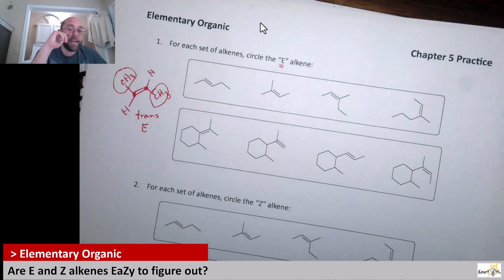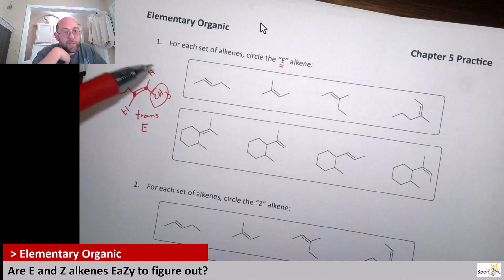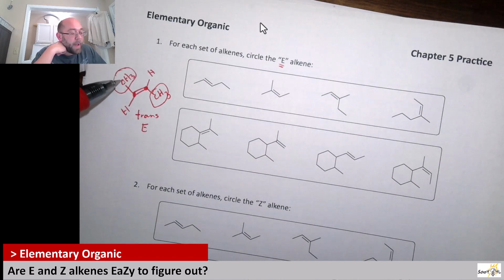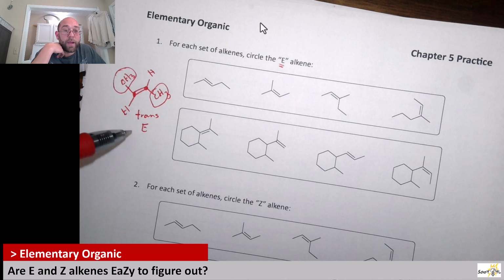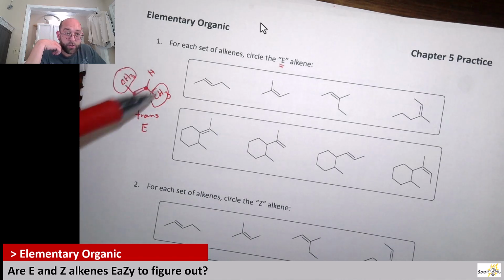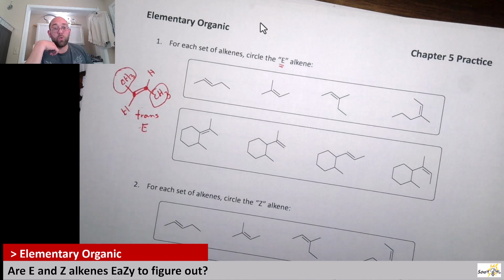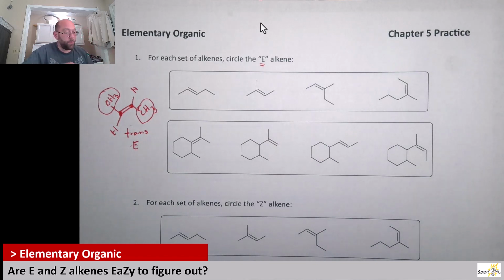Now, once you start getting into more than two groups, so here you have two groups, hydrogens don't really count. Once you have, say, a methyl and an ethyl here, we can no longer use terms like cis and trans. We have to rely solely on E and Z. When there are three groups other than hydrogen, or four groups other than hydrogen, you have to use only E or Z when naming them. So let's look at what we got here.